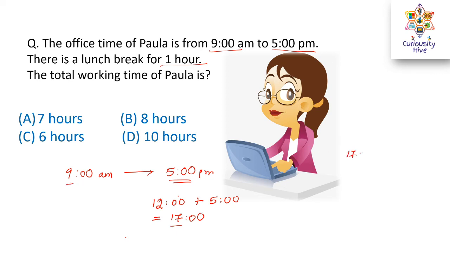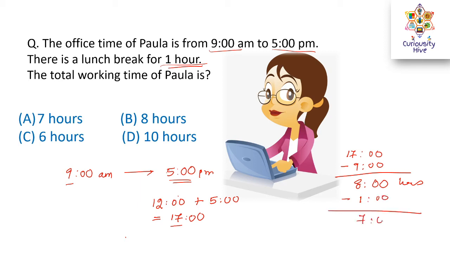Now all we need to do is find the difference of 17 and 9, that is equal to 8 hours. And further we have one more hour to be subtracted for lunch break, so minus 1 hour, which gives me 7 hours. So her total work time is option A, 7 hours.